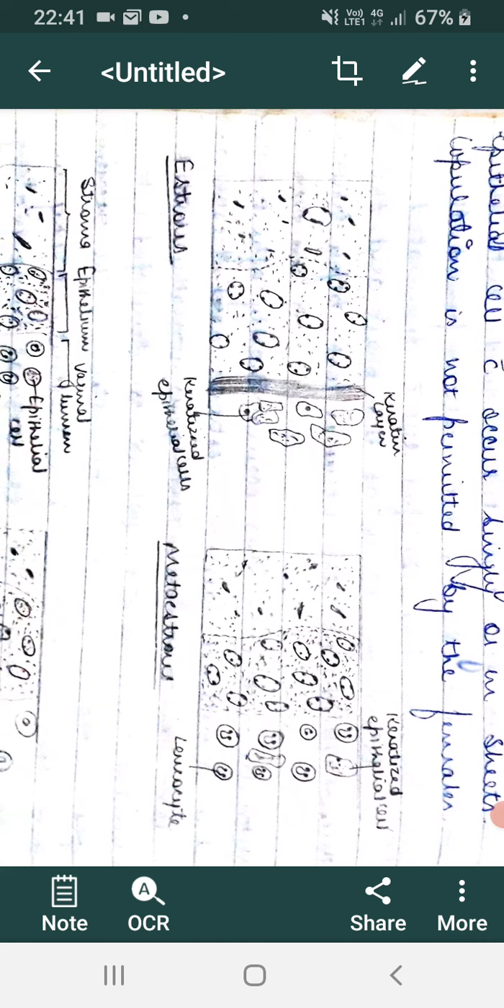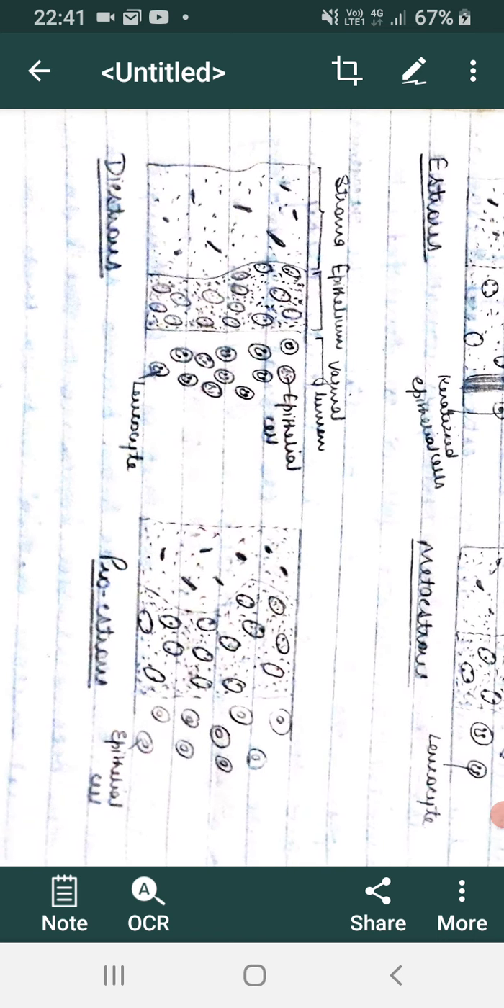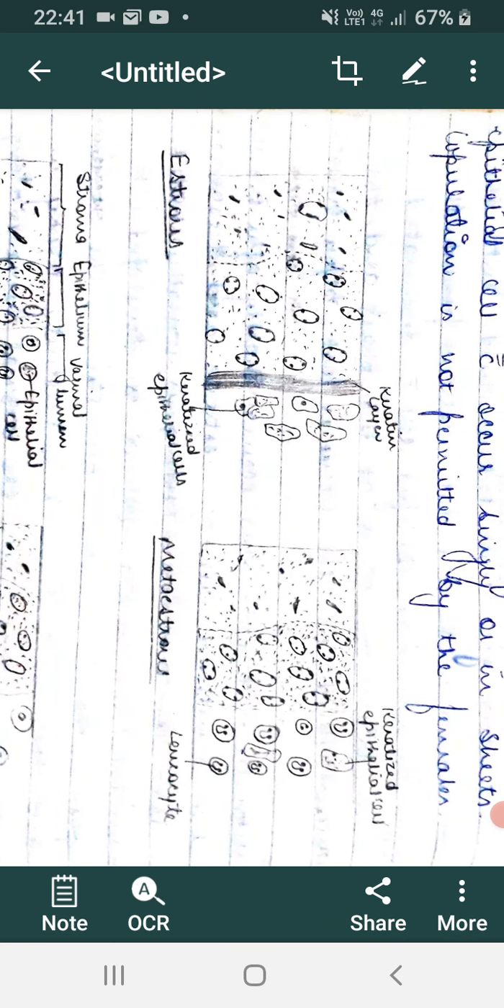The diagram shows in estrus we find keratinized epithelial cells, and in metaestrus we find few keratinized epithelial cells and more leukocyte cells, and in diestrus only leukocyte cells but few epithelial cells are also there. In proestrus only epithelial cells are there. So by making the smear of vaginal mucus we can identify which is the heat period or estrus period in rats.